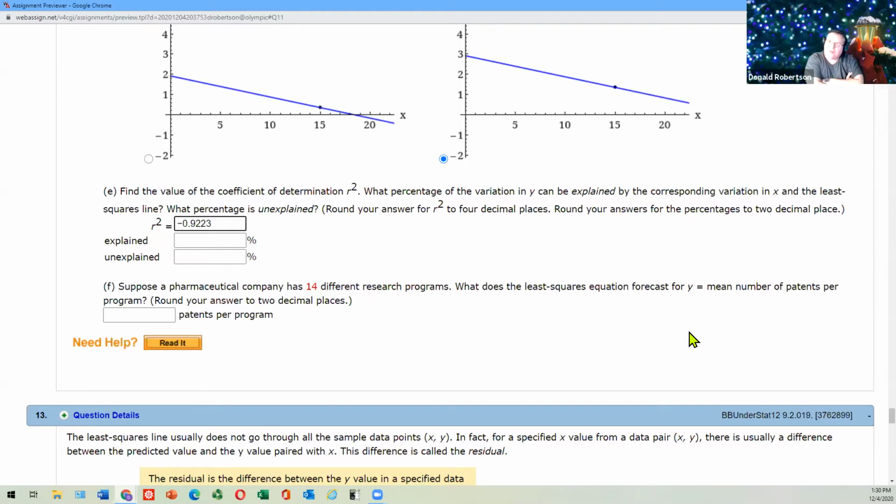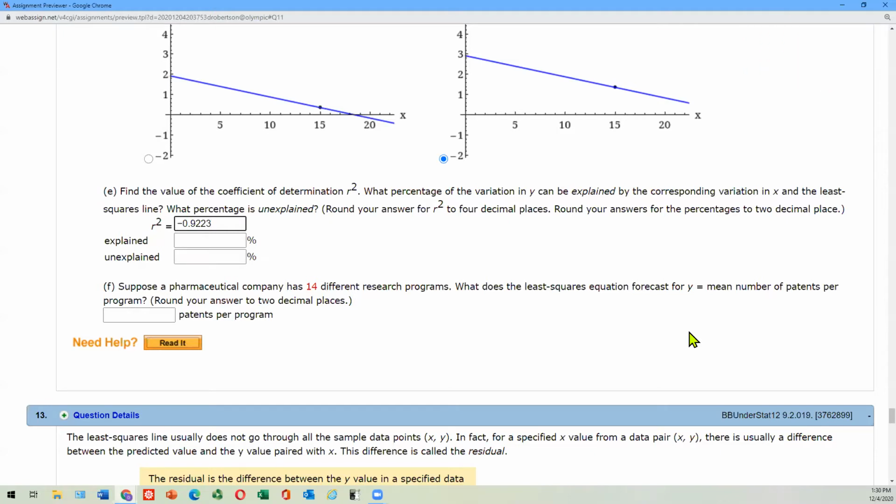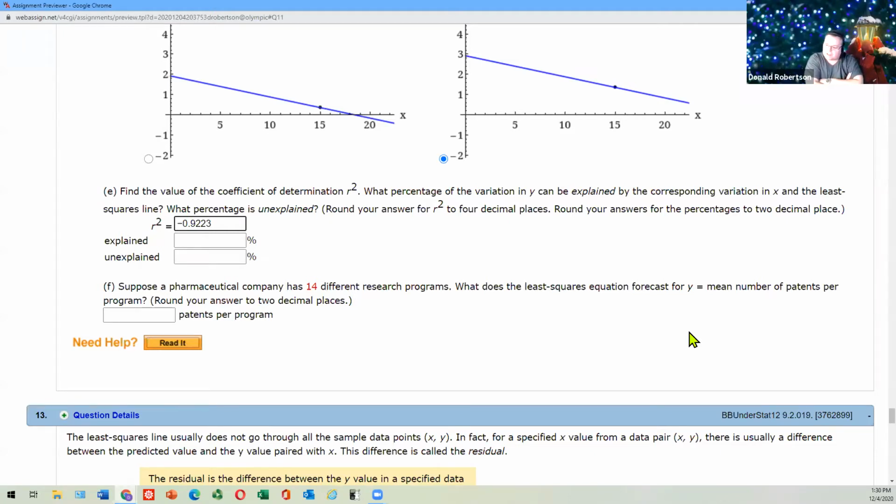So it's not about positive or negative. It's just how big the number is, regardless, in the direction it's going. Gotcha. So that's darn close to being -1. So it is a strong one.